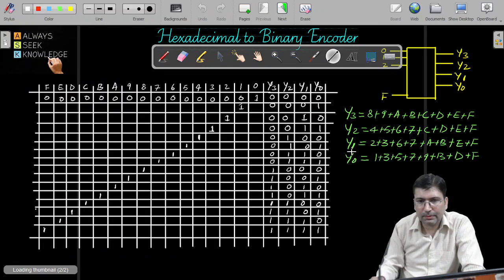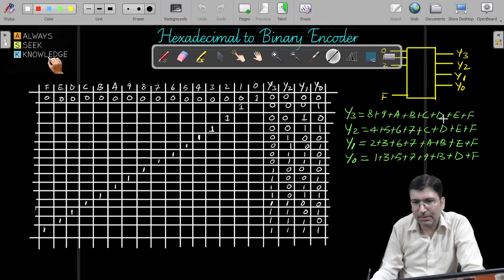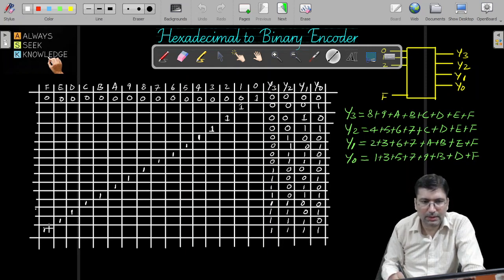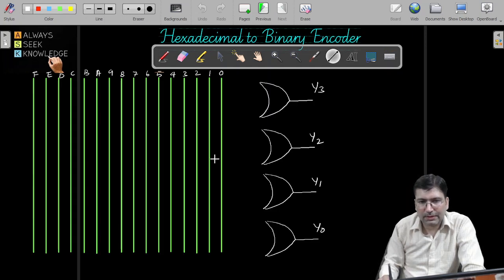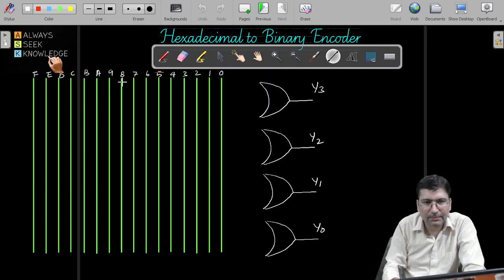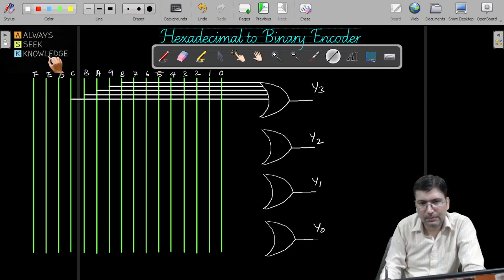So if you look at Y3, it is 8, 9, A, B, C. So it started from 8 and all others till F are connecting. So it is starting from 8. 8 is somewhere here. So it is connecting from here. 8 is connected. Then 9. Then A, B, then C, then D, E, and F.